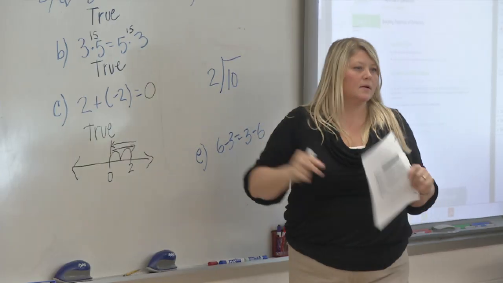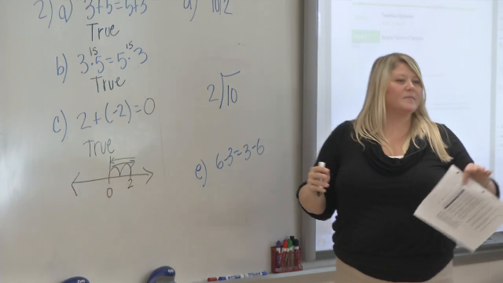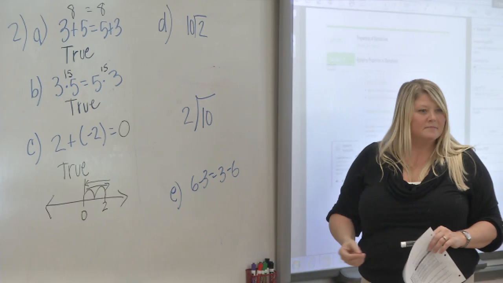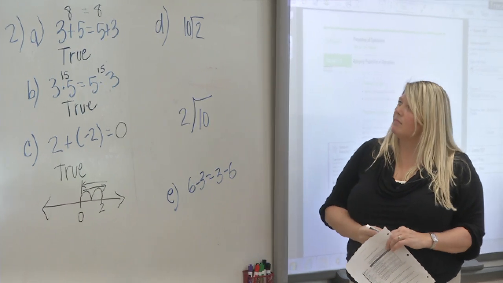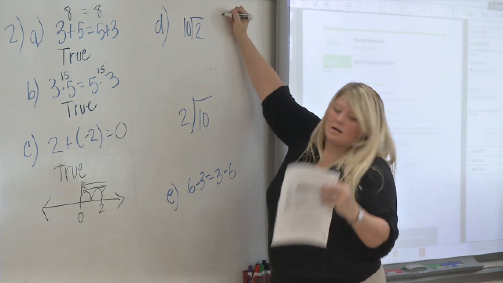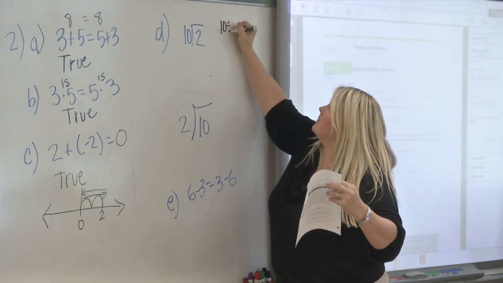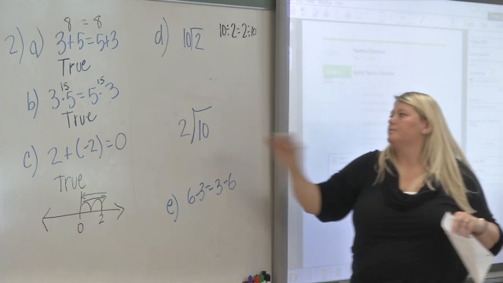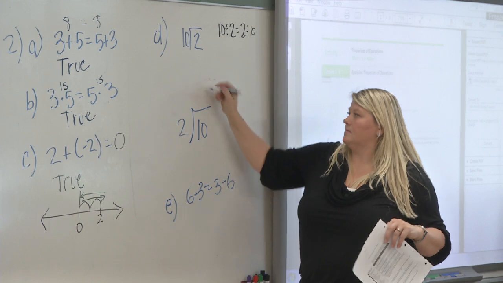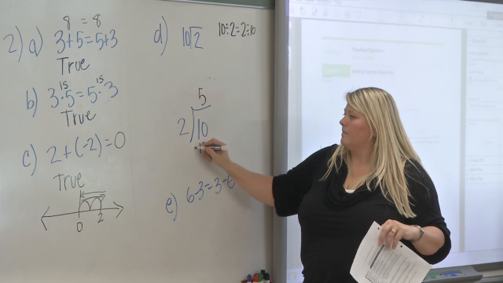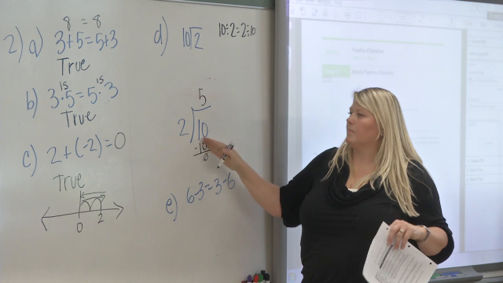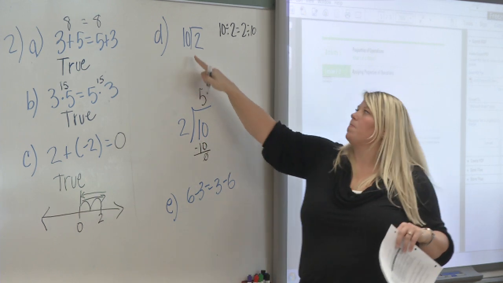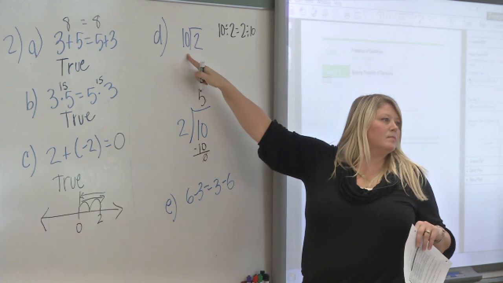What about D? I'm going to let Devin tell us about D because he told me he recently learned about this. D would be, so the statement is 10 divided by 2 equals 2 divided by 10. Divided by 2 would be 5, because if you always do divided by the bigger number first, you'll get an actual number. But if you do it by the smaller number, you will always get a decimal.